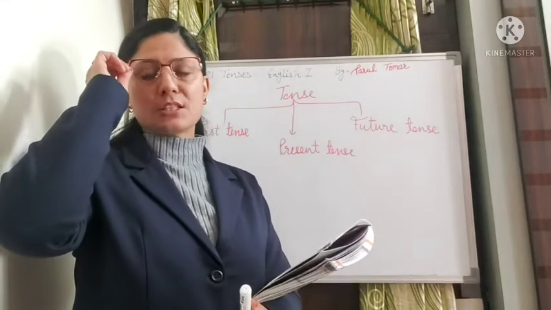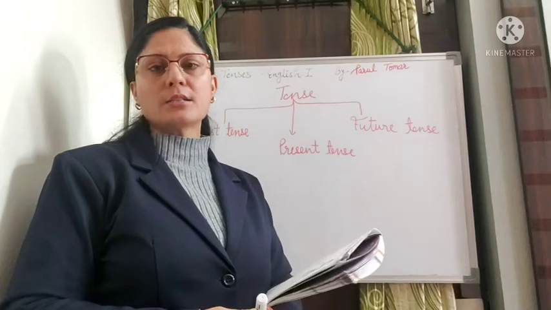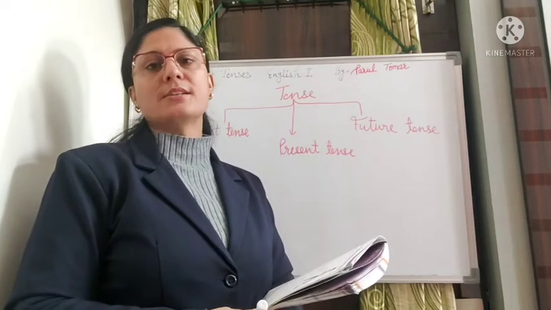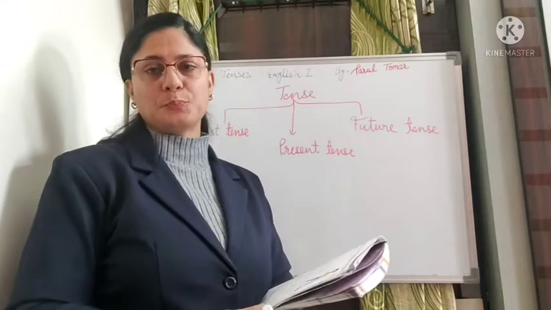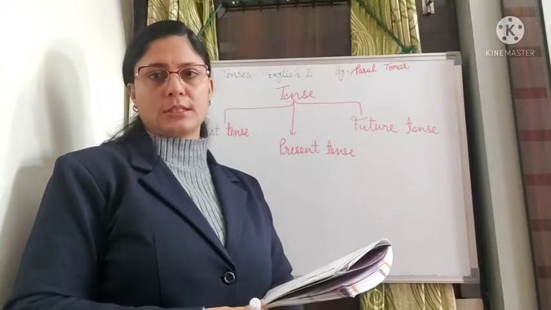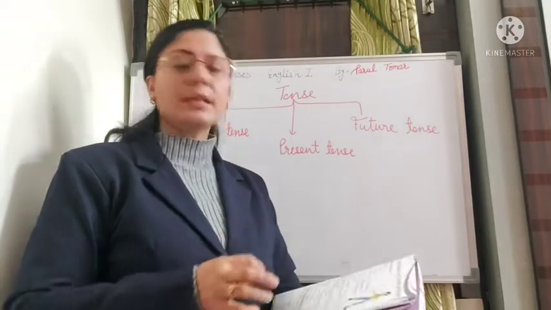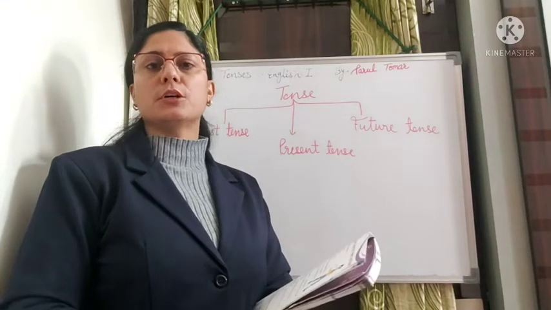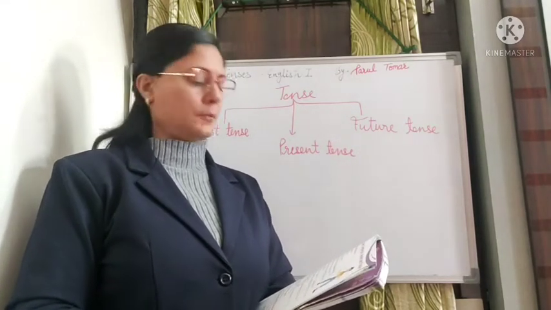So something which has already been done, that is past. Something we are doing right now, that is present. And something we are planning to do, that is future. Now, how do we recognize these? We recognize tenses with the help of the verb, because we use the verb always according to the tense.